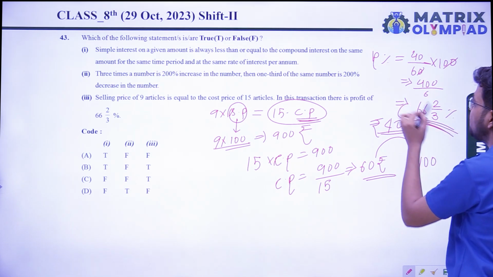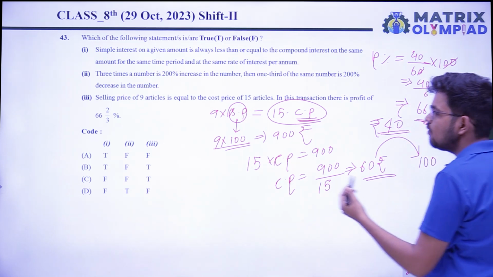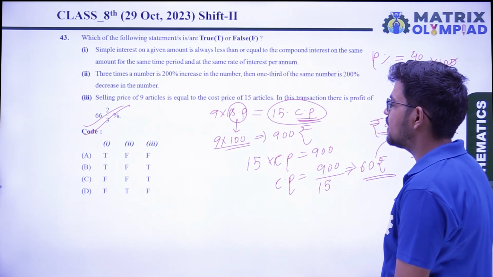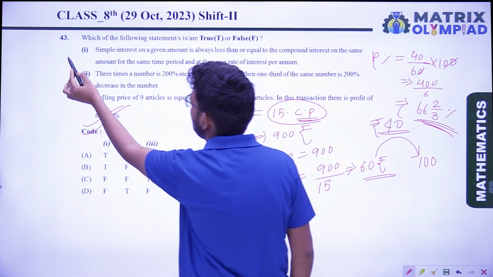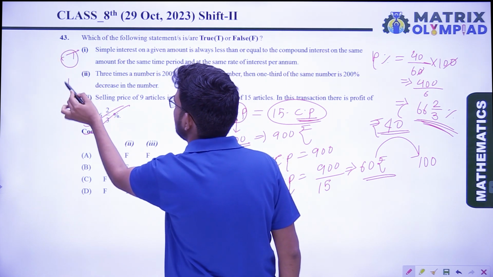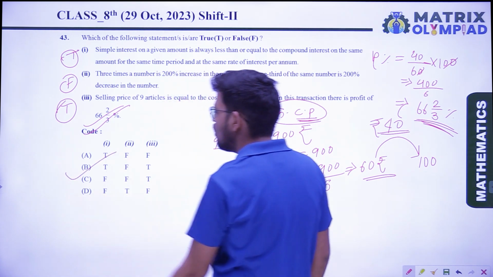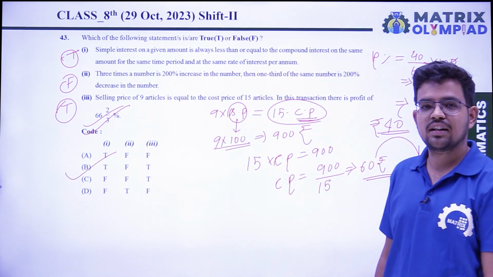3%. So the profit percent is 66 and 2 by 3%. Yes, the profit is 66 and 2 by 3%. So the first one is true, second one is false, third one is true. TFT, TFT. Option B is the correct answer.